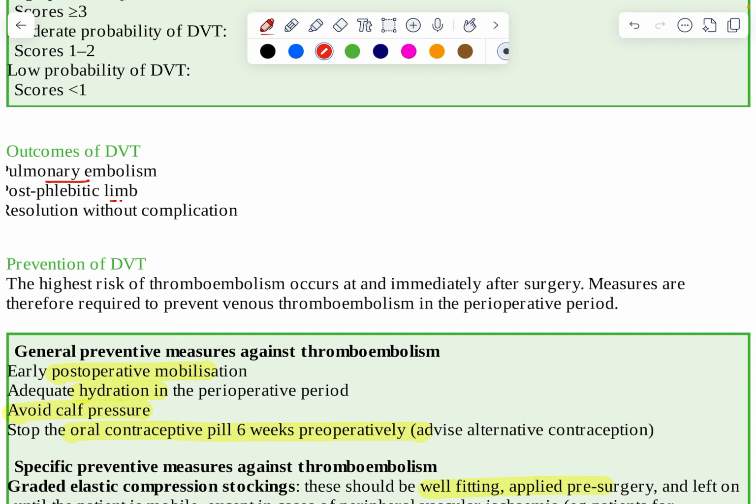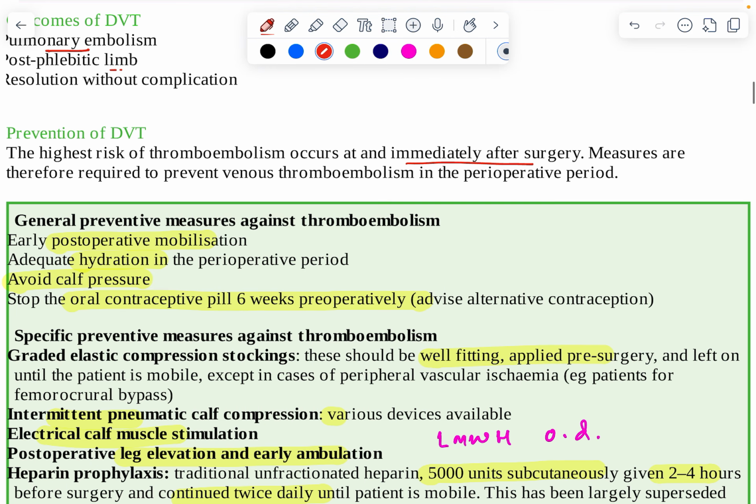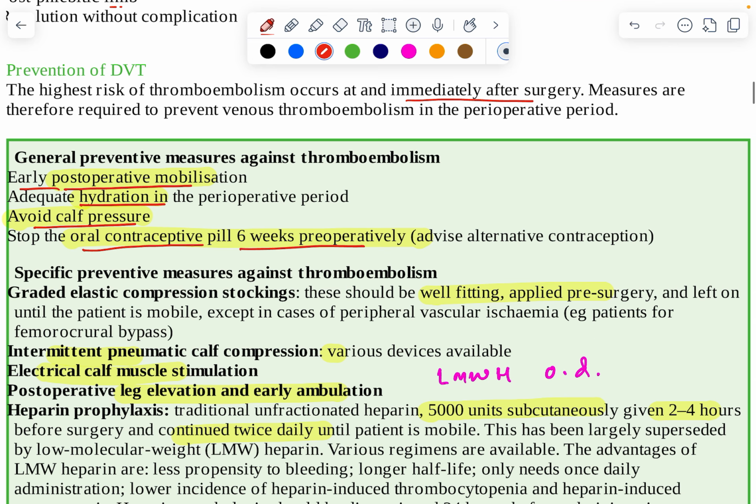The highest risk of thromboembolism is immediately after surgery. Measures are therefore required to prevent thromboembolism. What are the general preventive measures? Post-operative mobilization, early mobilization, adequate hydration, avoid cough pressure, stop oral contraceptives 6 weeks prior. These are the preventive measures pre-operatively. Specific measures against thromboembolism: graded elastic compression stockings applied pre-surgery and left on until the patient is mobile.